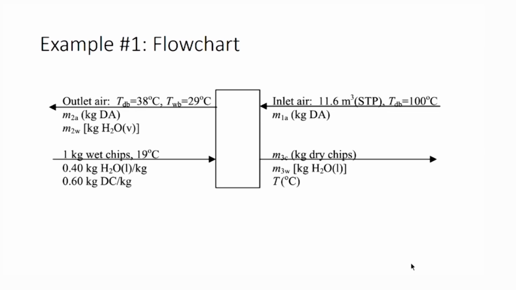And you have inlet air which is shown here. The inlet air is coming in as 11.6 meter cube STP. As I have mentioned in one of the earlier lectures, STP does not mean that the air is coming in at STP, but this is just a way to measure volumetric flow rate and molar flow rate for gases. So, if the gas were at STP conditions, the volume would have been this.